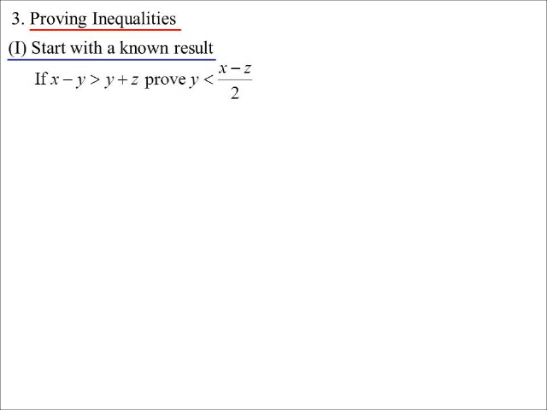So if I have to prove this, I know the information they've given me is that x minus y is always greater than y plus z. We have to prove y is less than (x minus z) on 2. So I'm going to start with a known fact. x minus y is greater than y plus z. Because I know this to be true, I can move terms like an equation, because it's true.